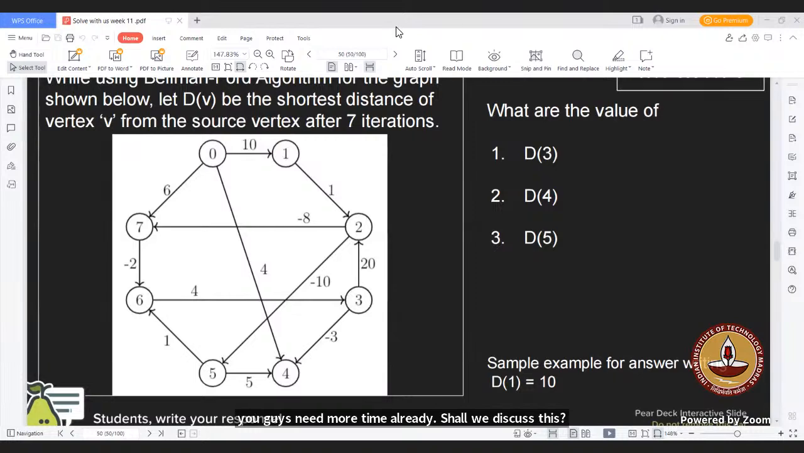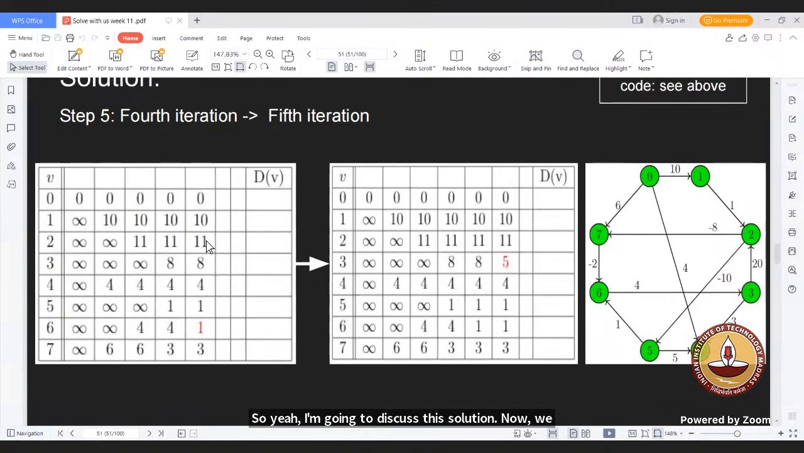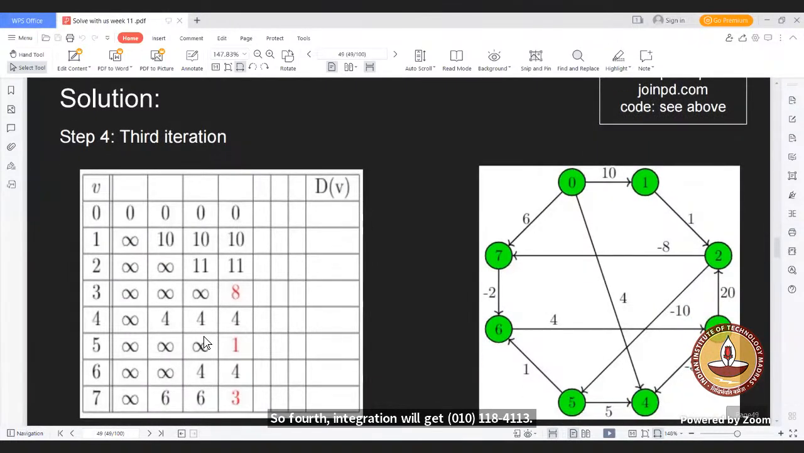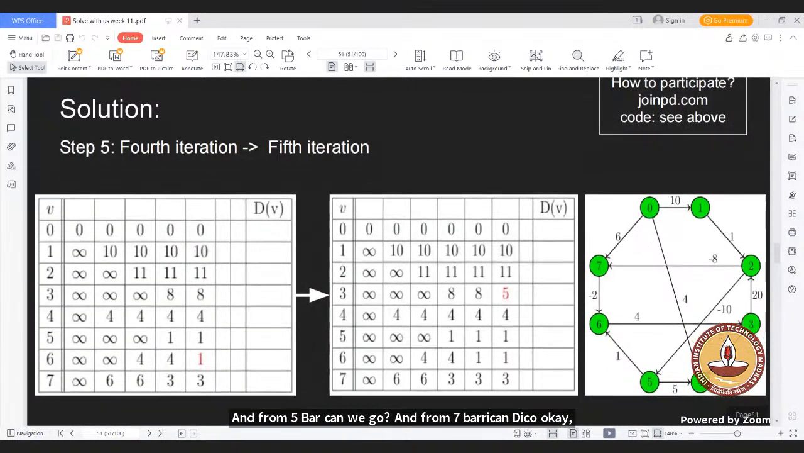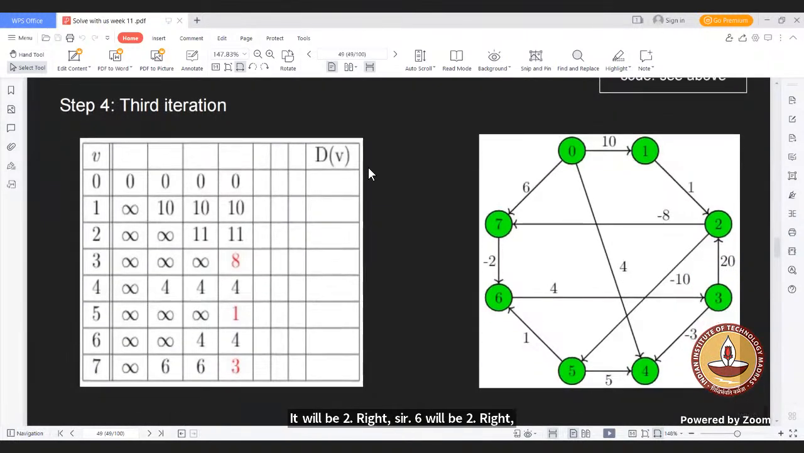Okay, I'm going to discuss the solution now. We can see the fourth iteration. The fourth iteration will be 0, 10, 11, 8, 4, 1, 1, 3. From the third iteration, for 0 to 3 there is a new value, 8, and for 5 it is 1 and for 7 it is 3. From 3, 5 and 7 we see where we can go with the new edge weights. So 6 will be 2, right, sir? From 5 we are going to 6. 5 was 1.